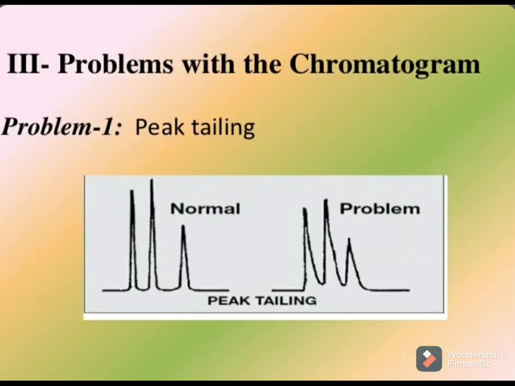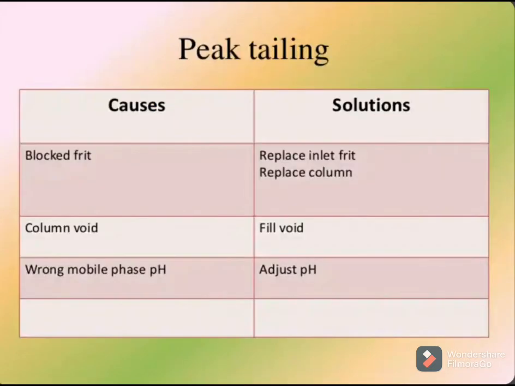Third one, problems with the chromatogram. Problem 1, peak tailing. That question is always asked by interviewers: when peak tailing is coming, what is the problem in our chromatogram and HPLC? You can see this is the normal peak. If peak tailing is coming, then our peak is broad like this. What are the major causes of peak tailing? First is a blocked frit: if the frit is blocked, replace the inlet frit and replace the column. Next is column void: fill the void.